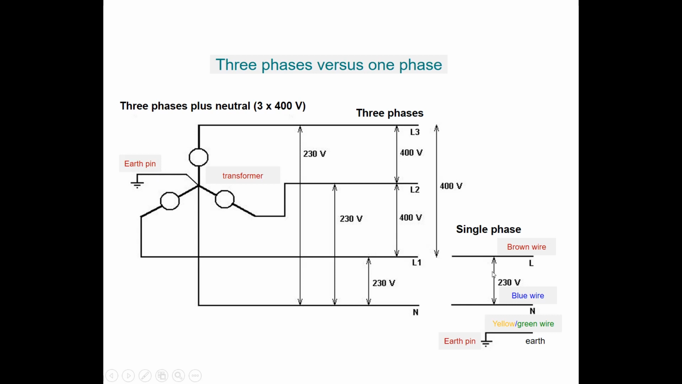So what do we find at home? Well, the phase voltages have always a brown wire. The blue wire in our home systems is always used for the neutral, and we have that famous yellow-green wire which is connected to the protective earth, so to the earth pin.